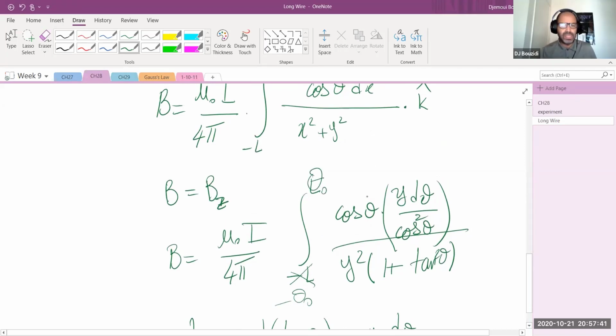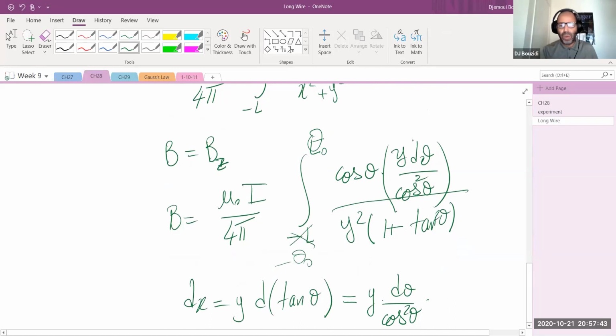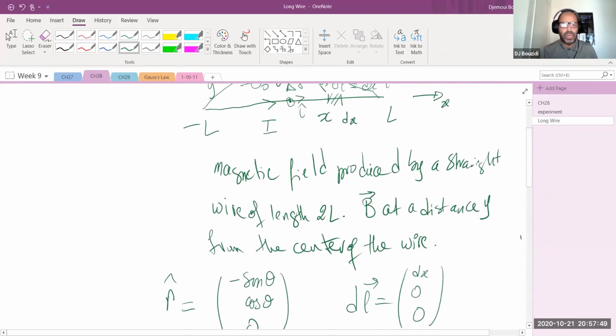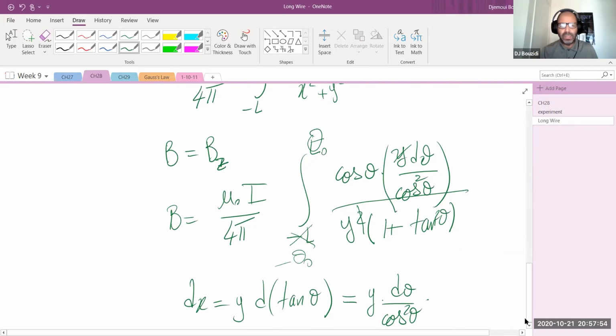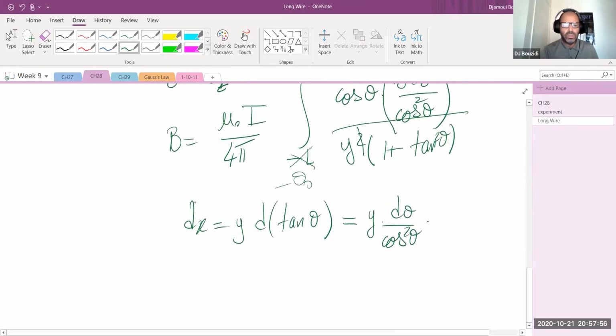Now I have successfully done my change of variable. There is a y here and a y squared that I need to cancel. And y is constant, the same everywhere, so I'm going to take y as a common term out of this integration. So the magnetic field at this point is going to be mu naught I over 4 pi times y, and the integration from negative theta naught to positive theta naught. I'm going to tell you what theta naught is.